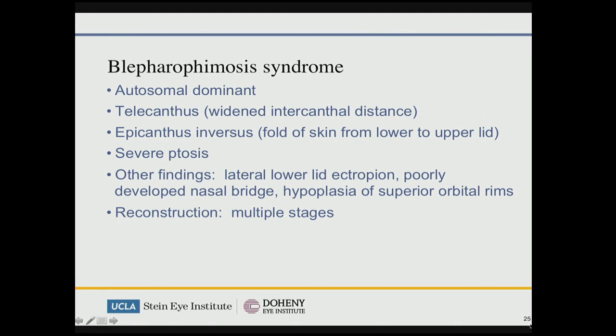So blepharophimosis syndrome is an autosomal dominant syndrome in which the patient has telecanthus, or a widened intercanthal distance, epicanthus inversus, and severe ptosis. They may also have lower lid ectropion, a poorly developed nasal bridge, and hypoplasia of the superior orbital rims. And reconstruction has to take place in multiple stages for these patients.